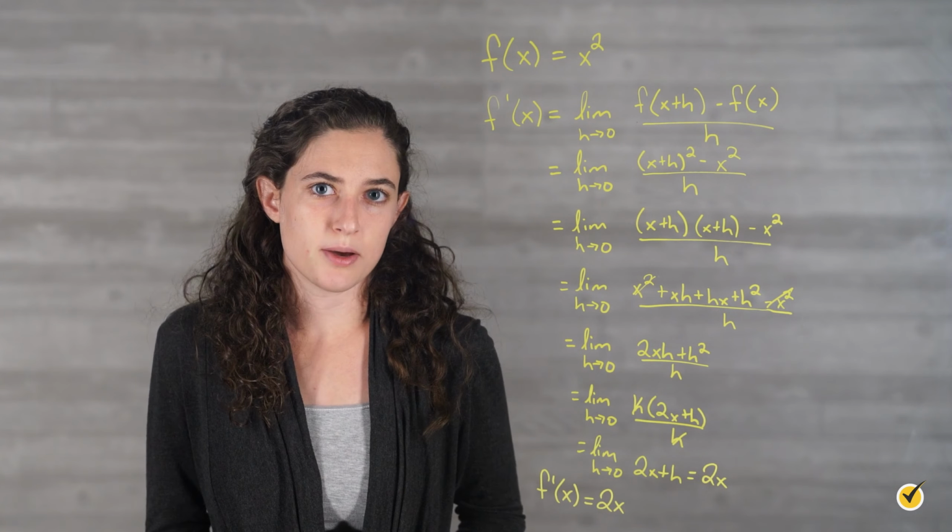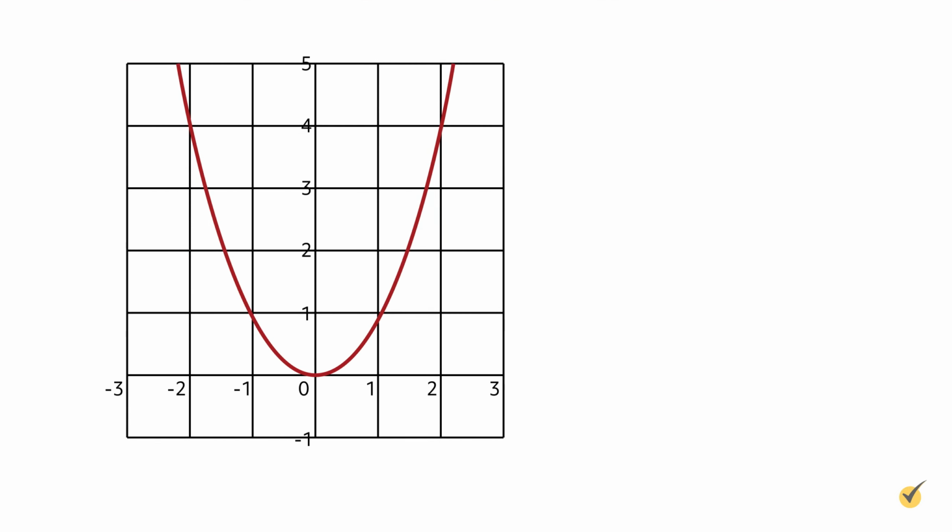Let's see how our solution holds up. The graph of f of x equals x squared looks like this. At the point x equals 0, the slope should equal f prime of 0, which equals 2 times 0, which equals 0. Sure enough, the curve is flat at that exact point.